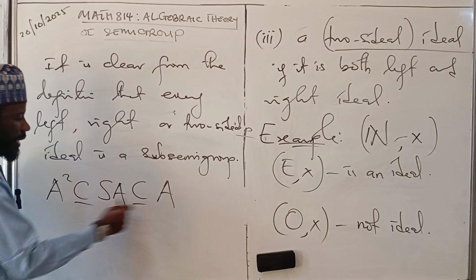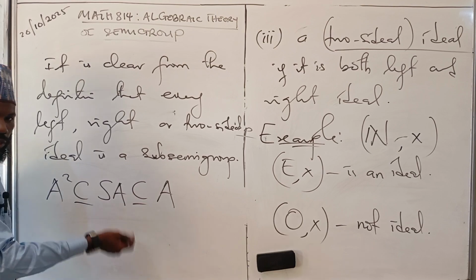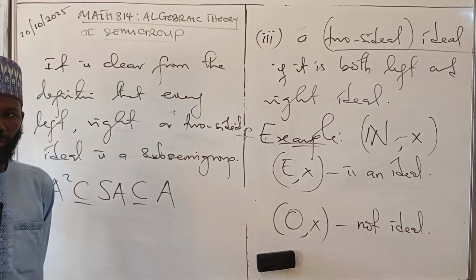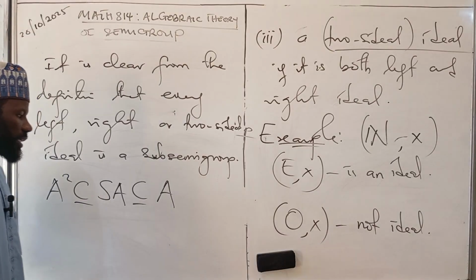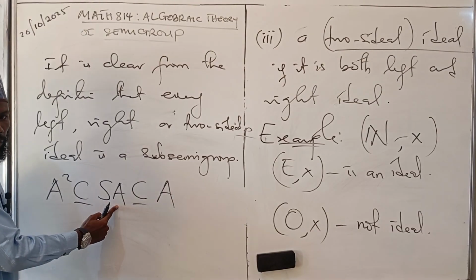So if SA is in A, then definitely A square will always be in A. This is true with right ideal. So every ideal is always a subsemigroup, but not conversely. The converse is not true. The fact that A square is in A doesn't mean SA is in A.